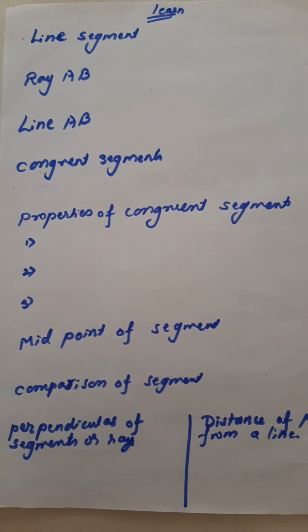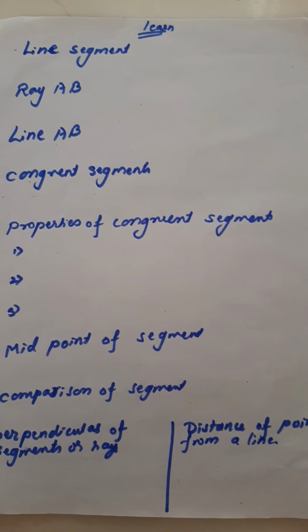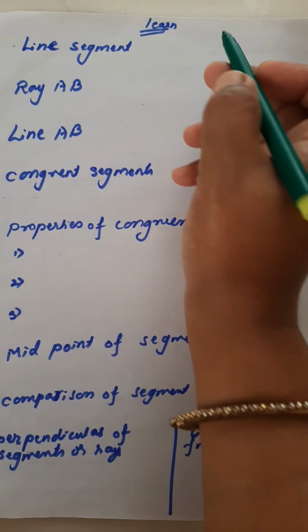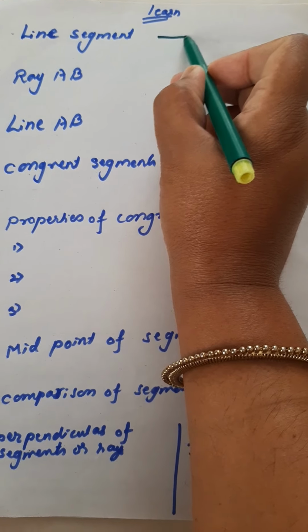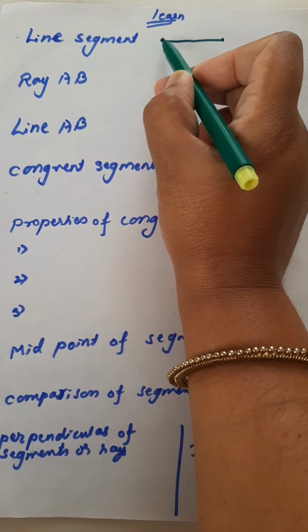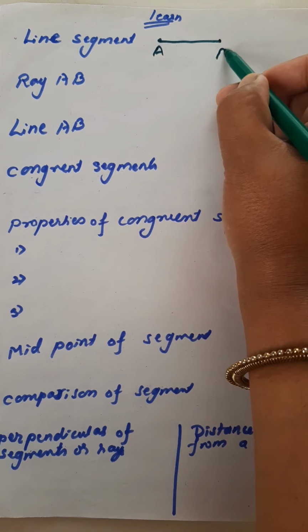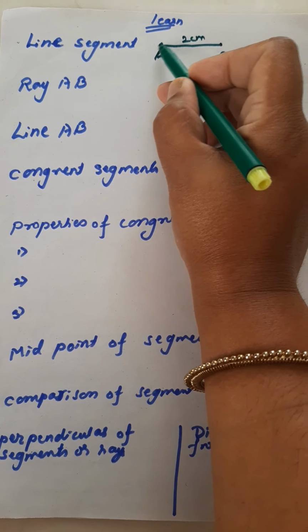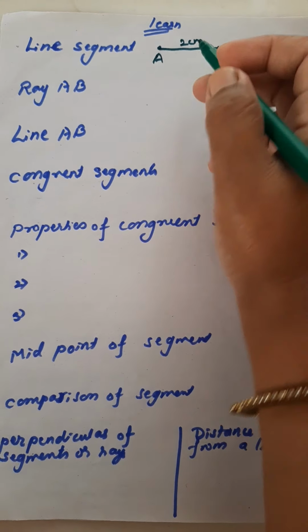Hi students, today we will study some concepts, the points we have to learn. Okay, first point, it is the line segment. Line segment means what? The segment which does not extend on both the side. For example, if segment AB is 2 centimeter, then it will not extend on both the side.